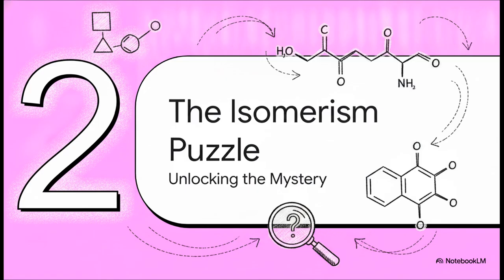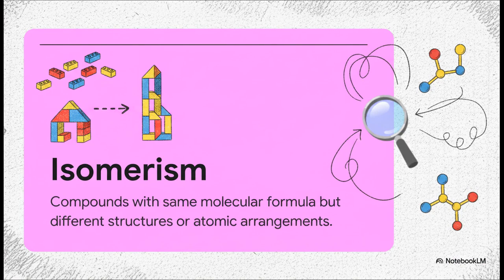Which brings us to Section 2. Unlocking the isomerism puzzle. So here's the big mystery. How is it possible that a collection of identical parts can build entirely different things? Let's define it. Isomerism happens when organic compounds have the exact same molecular formula, but entirely different structures or arrangements of carbon atoms inside them.